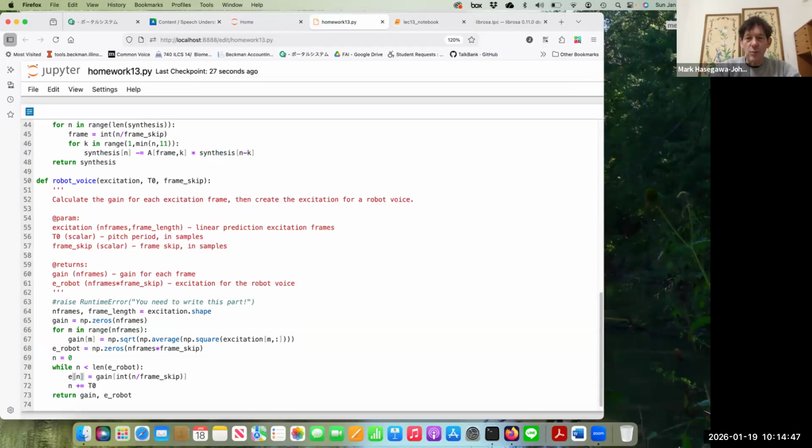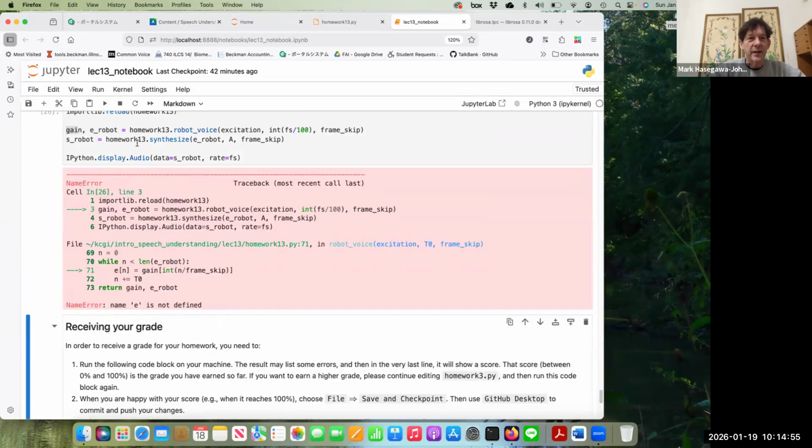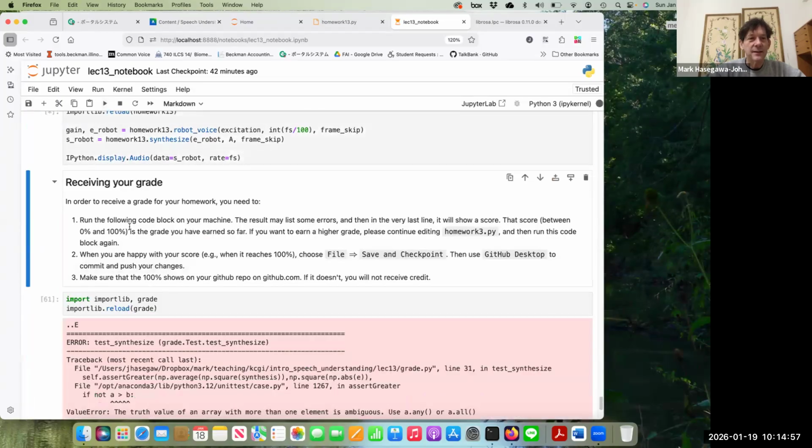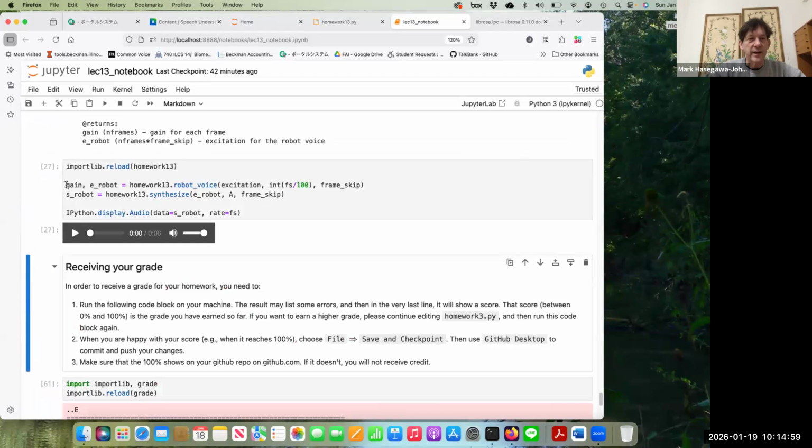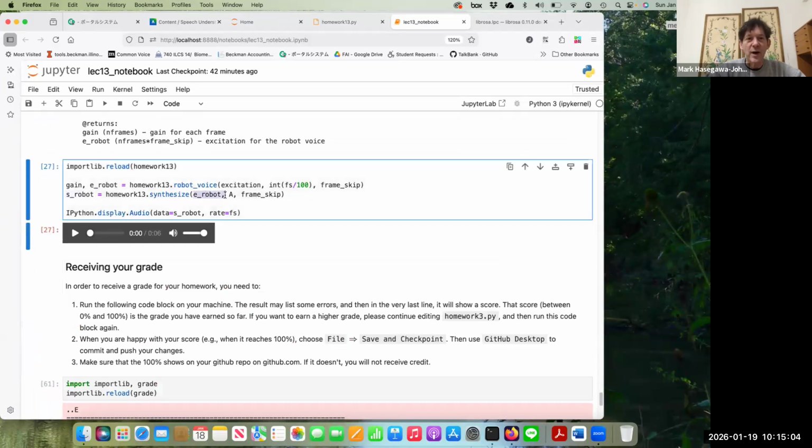Oh, this should be E robot of n, shouldn't it? Because that's what I'm trying to construct, E robot. All right, let's try running it again. Okay, so I created the gain and the E robot, and then I created S robot by passing E robot as the excitation, and the result sounds like this. This is a speech waveform. And there we go. We've got our robot voice.